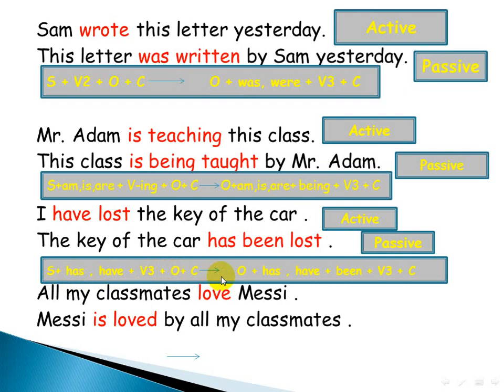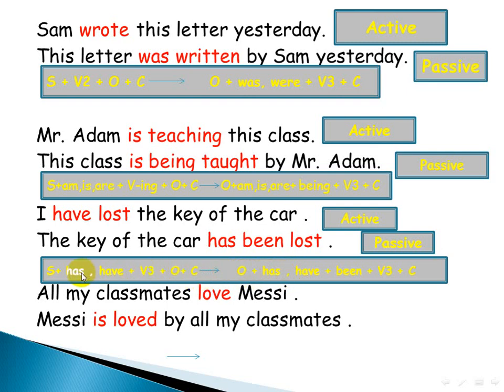If you need to transfer this sentence to the passive voice, you have to start with the object, then has or have: has for singular, have for plural, then add been, verb 3, and complement. I want to remind you of something in this sentence. Sometimes the subject is singular, so you can use has, right? But when you transfer this sentence, the object is plural, so I can't use has. In this case, you have to use have.